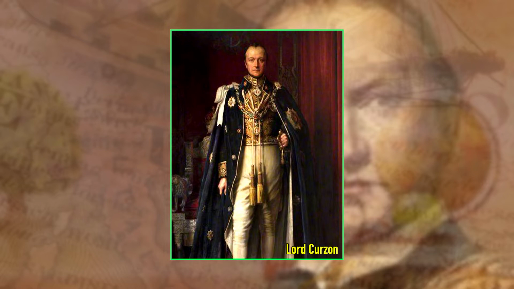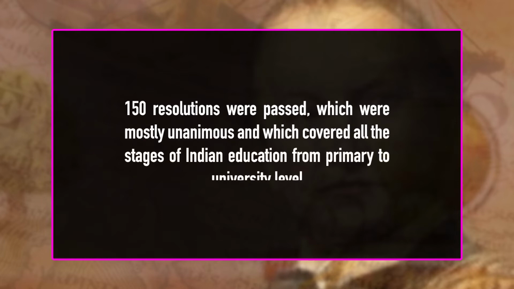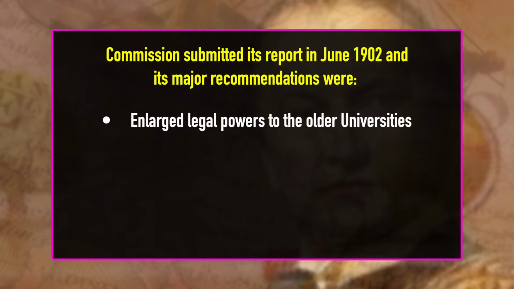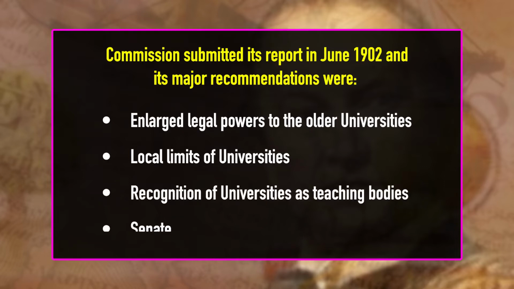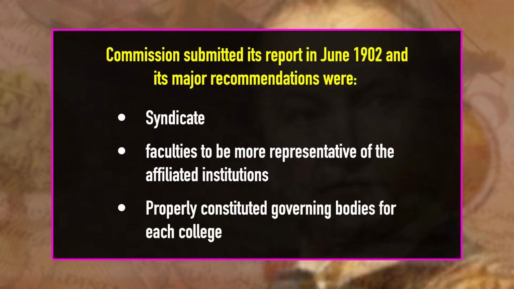The conference continued for 15 days. Lord Curzon himself presided over the conference and took a very prominent part in drafting the resolution. In total, 150 resolutions were passed, which were mostly unanimous and which covered all the stages of Indian education from primary to university level. The Commission submitted its report in June 1902, and its major recommendations were enlarged legal powers to the older universities, local limits of universities, recognition of universities as teaching bodies, senate, syndicate, the faculties to be more representative of the affiliated institutions and properly constituted governing bodies for each college.